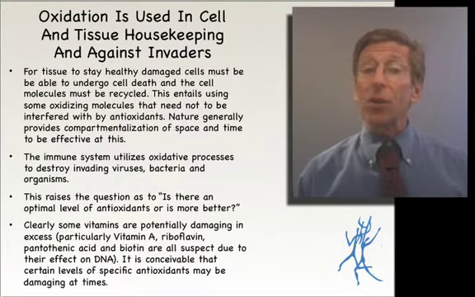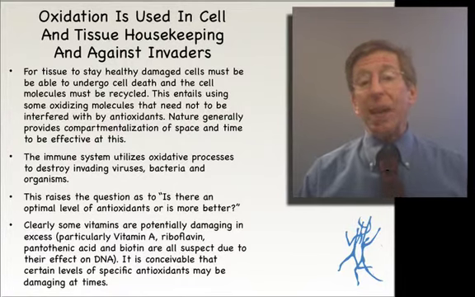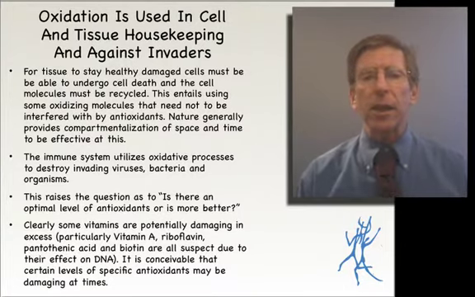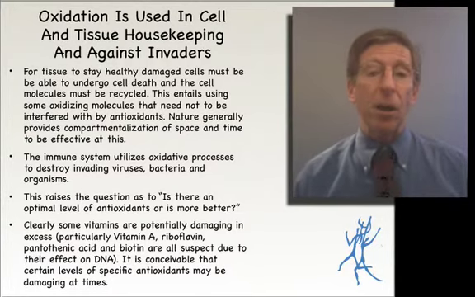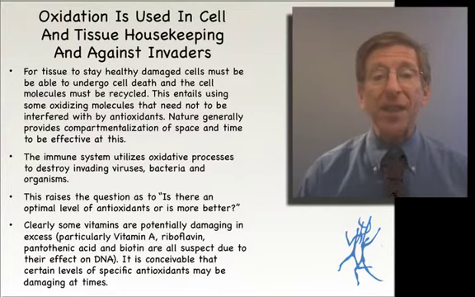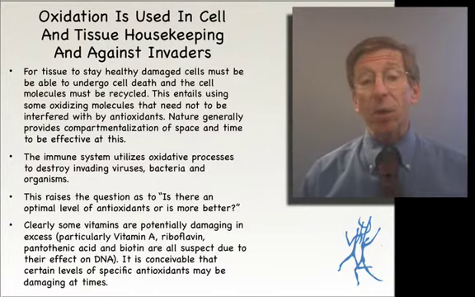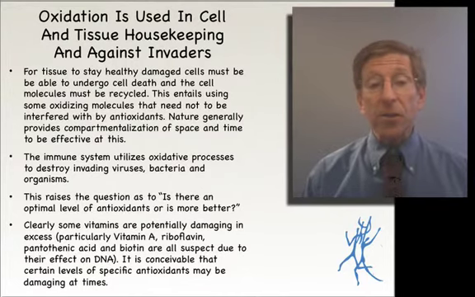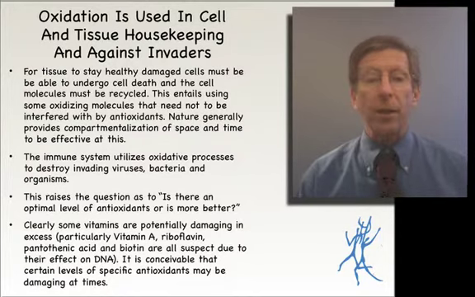Oxidation is used in cell and tissue housekeeping and against invaders. For tissue to stay healthy, damaged cells must be able to undergo cell death and be recycled. This entails using some oxidizing molecules that need not to be interfered with by antioxidants. Nature generally provides compartmentalization of space and time to be efficient at this. The immune system utilizes oxidative processes to destroy invading viruses, bacteria, and organisms. This raises the question: is there an optimal level of antioxidants, or is more better?